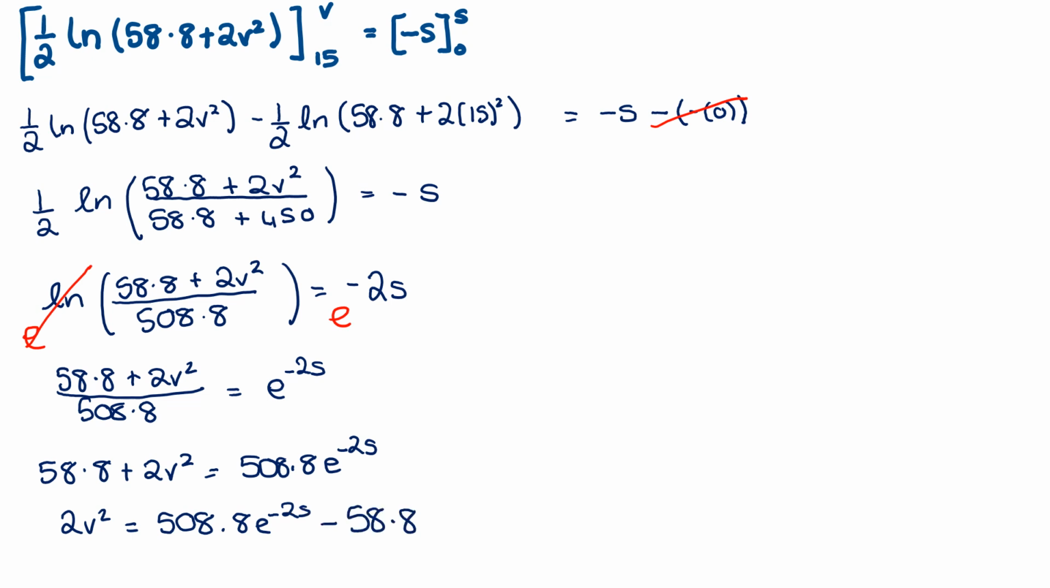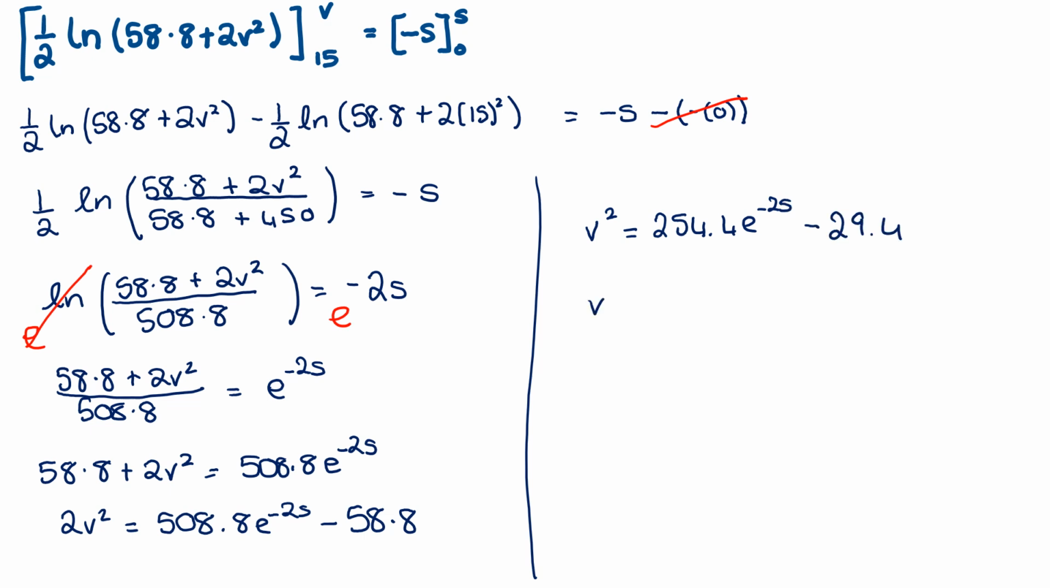So 58.8, we're going to divide that by 2. So we get v squared equals, you can put it all over 2 or just divide across. I'm going to just divide it across to keep it nice and simple. Minus 29.4. So then v is equal to the square root of 254.4 e to the power minus 2s minus 29.4, and that's meters per second.